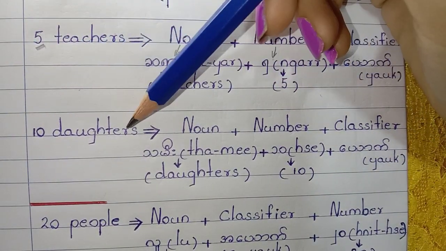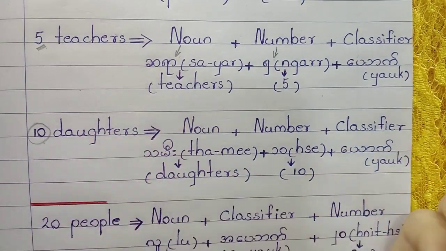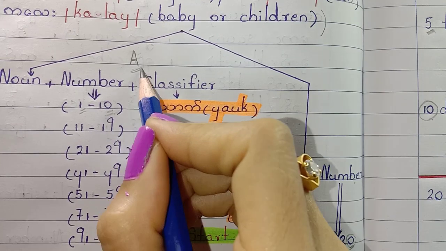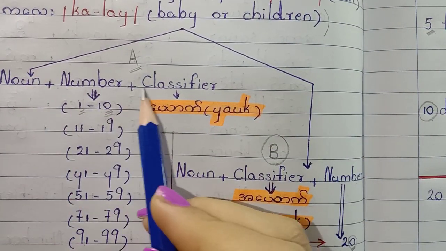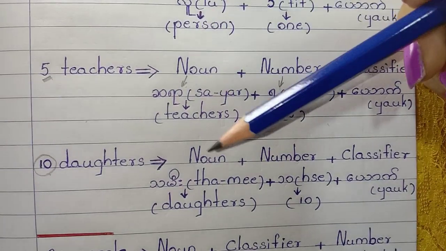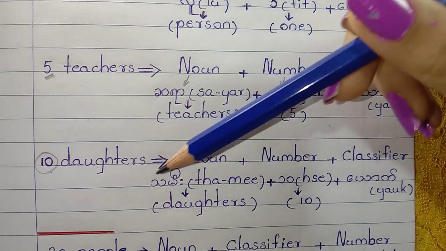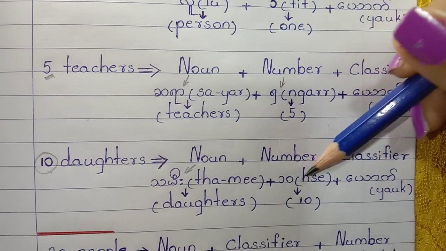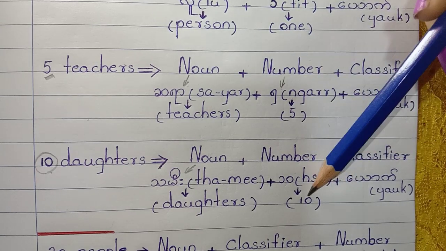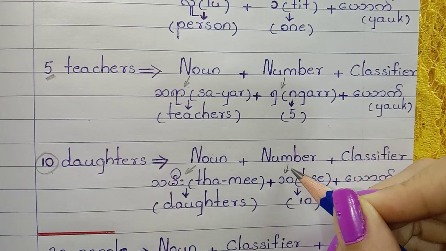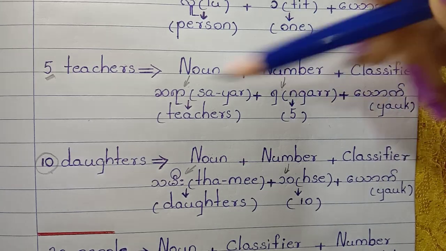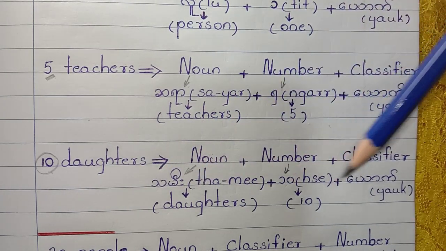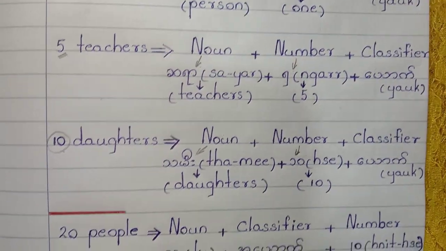And next one, 10 daughters. Please look at number 10. So, do you have to choose part A or part B? Yes, you have to choose part A for the number 10. Noun plus number plus classifier. Tami is for daughters, the noun. Se is 10, the number. The classifier is sha. So tami se sha. That means 10 daughters.